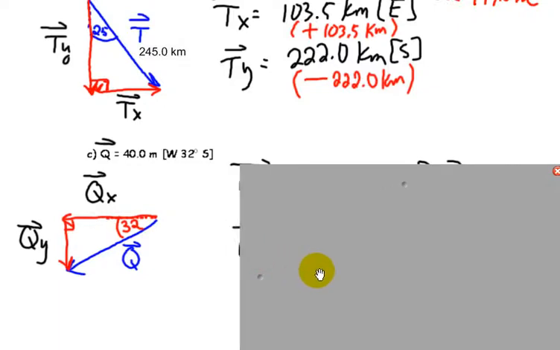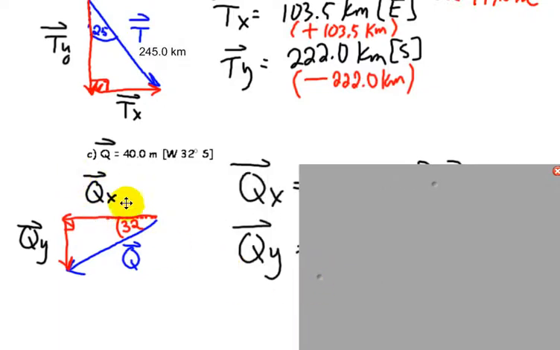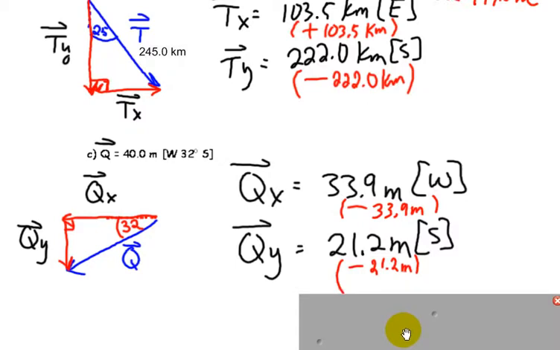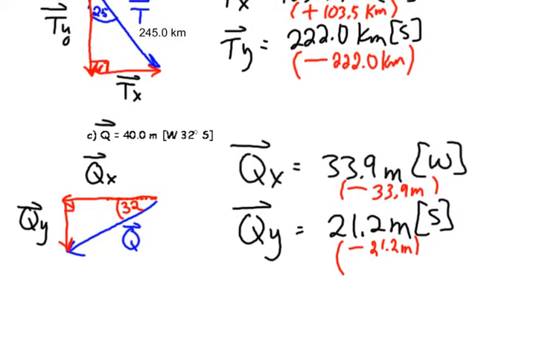Figuring out Qx and Qy: Qx is the adjacent side, and the hypotenuse we know is 40.0. When you figure that out, you should get 33.9 meters west, which is the same thing as negative 33.9. Then Qy is the opposite side over the hypotenuse, so that's using the sine function. It should work out to be 21.2 meters pointing south, which is equivalent to negative 21.2. So we use the sine and cosine functions to figure out what vertical and horizontal components make up these given vectors.